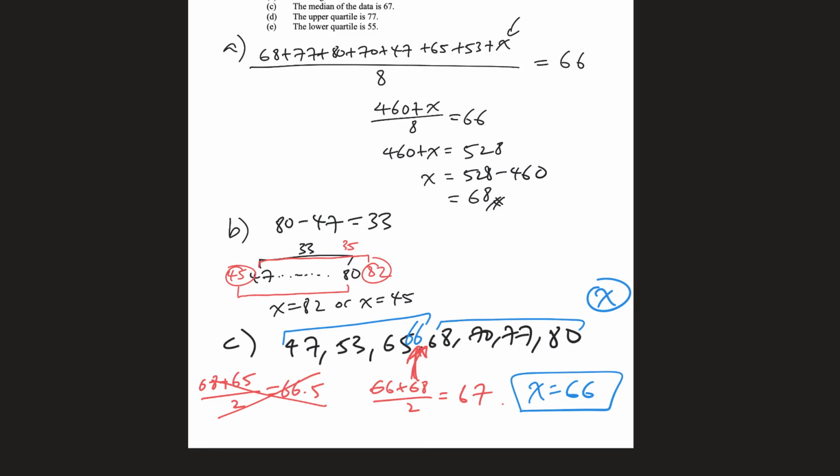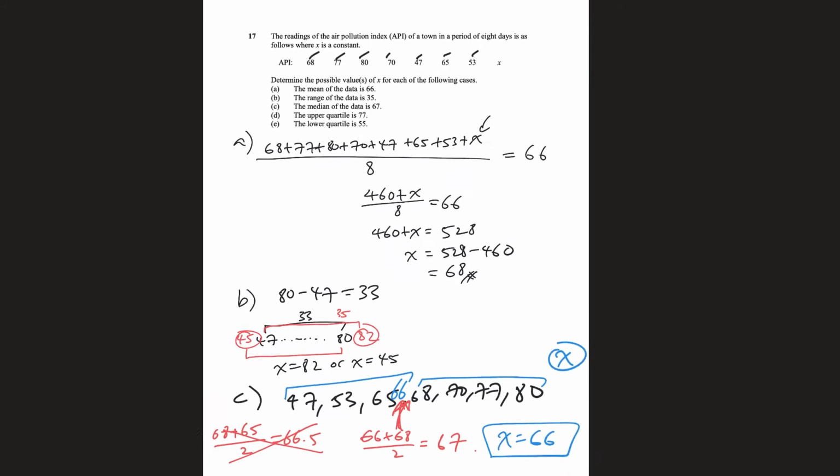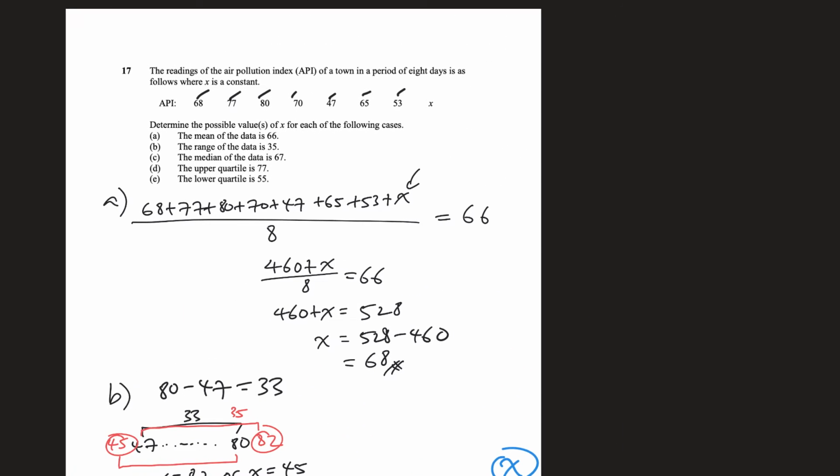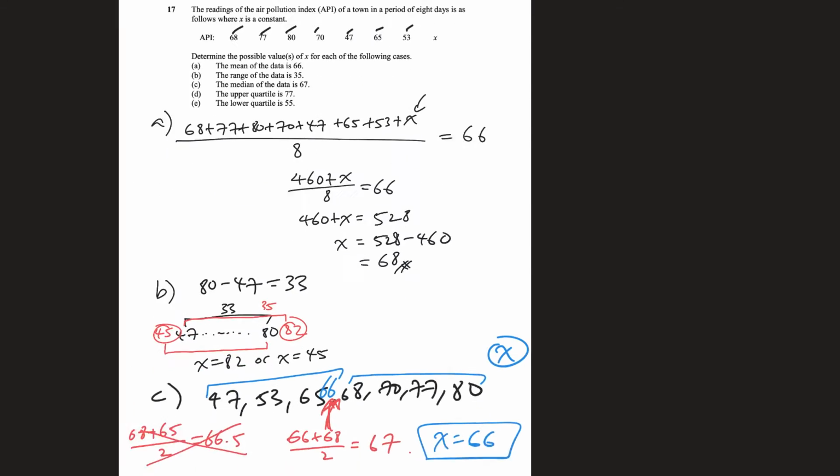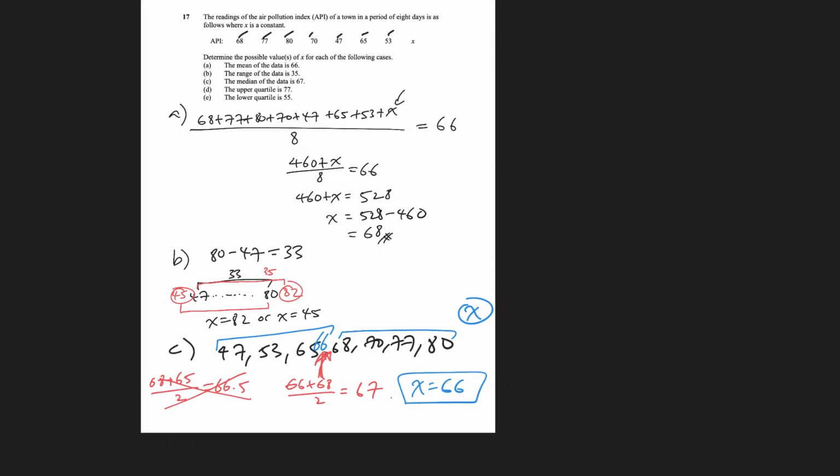Cool. Now we want the upper quartile to be 77. Okay, so let's use what we have here once again. I'm just going to rewrite it over here.